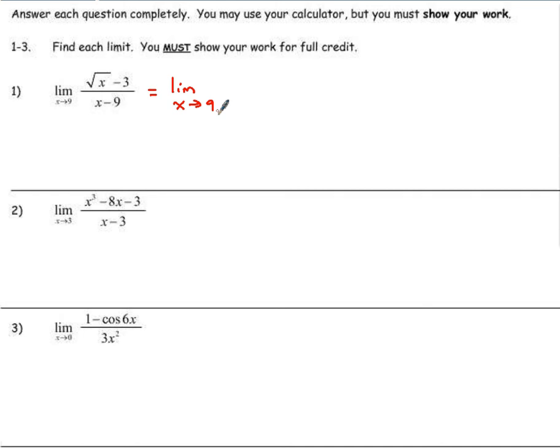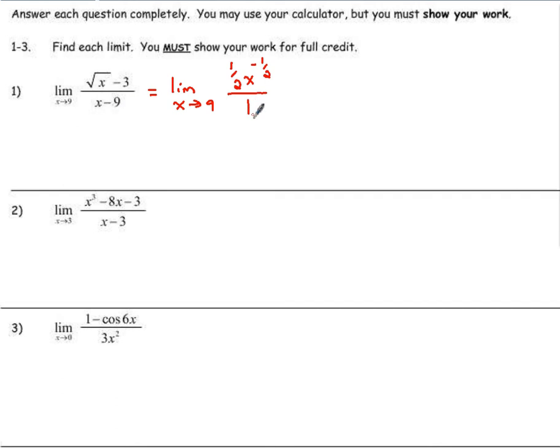We take the derivative of the numerator. In the numerator, we have x to the 1/2, so the derivative would be 1/2 x to the negative 1/2. Negative 3 here would go to 0. We place that derivative over the derivative in the denominator. Derivative of the denominator would simply be 1 for this x, and then 9 would go to 0.